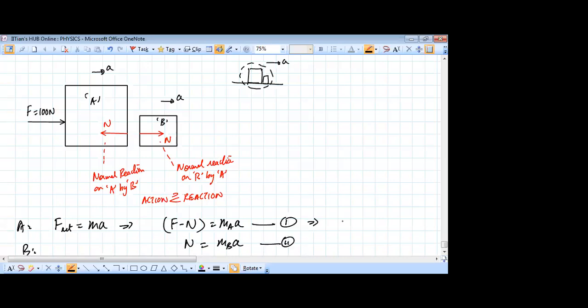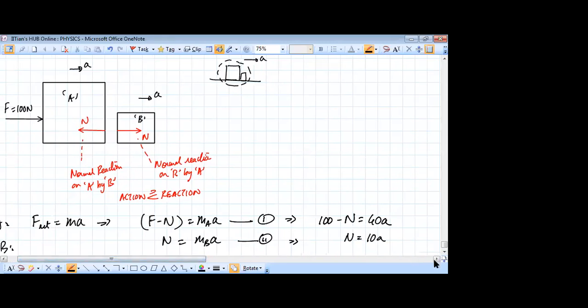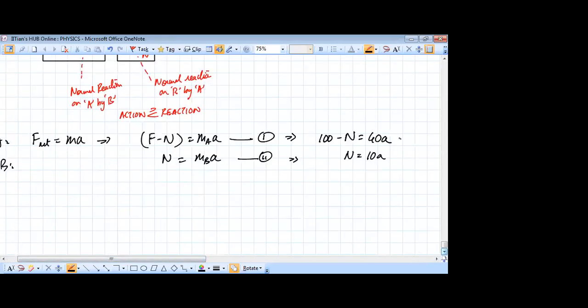So equation 1 will tell us that 100 minus N is equal to 40a. And equation 2 will tell you that N is equal to 10a. Okay. So now add the two equations and you get the value of acceleration. Or subtract the two equations and you get, okay, so like this.